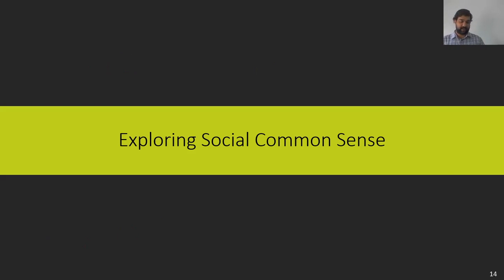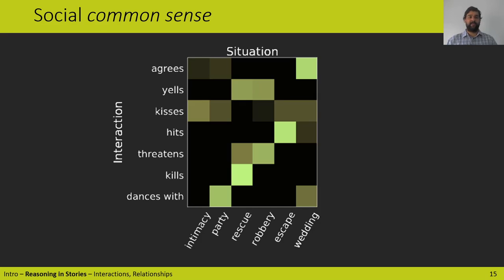By aggregating all the information from these annotations across 50 movies and about 7,600 clips, we can explore a lot of social common sense. By looking at, for example, interactions versus situations, we can see some interesting information, such as at a party, people dance with each other, or at a robbery, people threaten each other or yell at each other. At an escape scene, there is some hitting, and hopefully, based on some bias from movies, of course, at a wedding, the couple agrees.